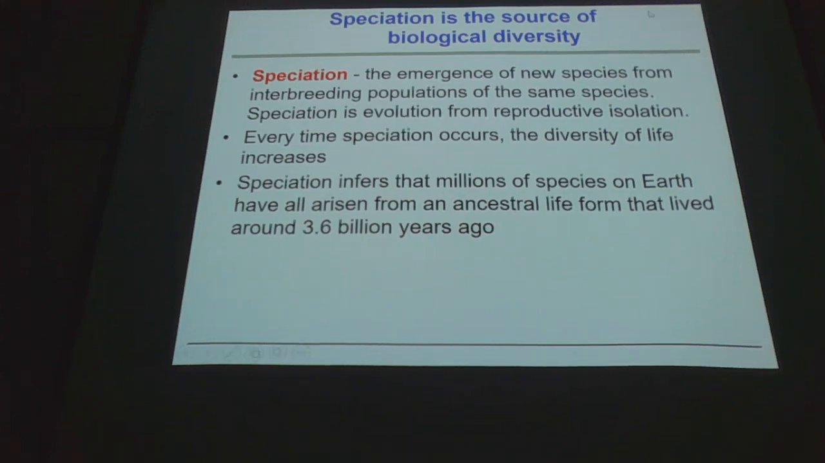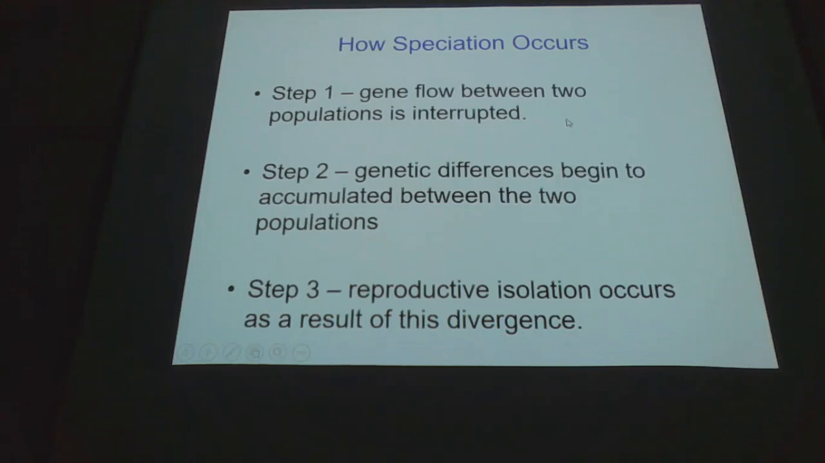Okay, so reproductive isolation, or interruption of gene flow, is what initially must happen in an event of speciation. So gene flow between two populations, two or more, sometimes there are different groups that separate from one another, is interrupted. Genetic differences accumulate over time, and ultimately reproductive isolation occurs. And when I say reproductive isolation, I don't just mean the fact that the different species don't mate. Maybe they do mate, but they don't produce viable offspring or fertile offspring. Those are all examples of reproductive isolation.